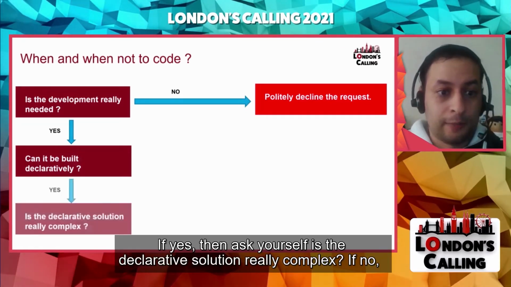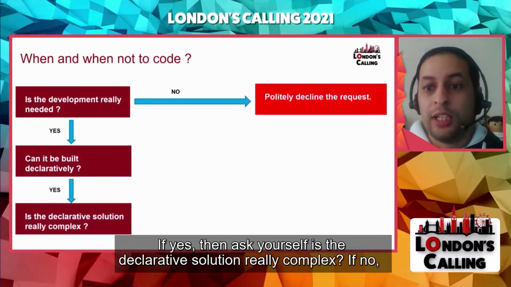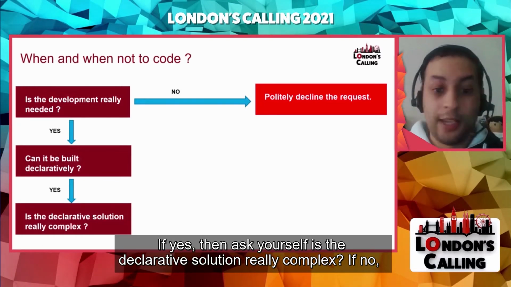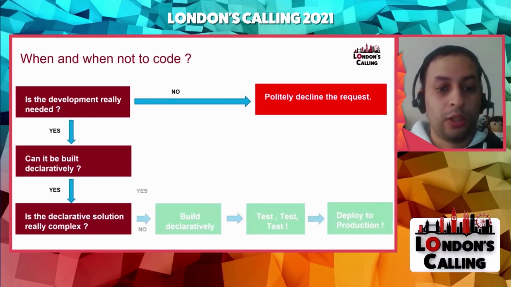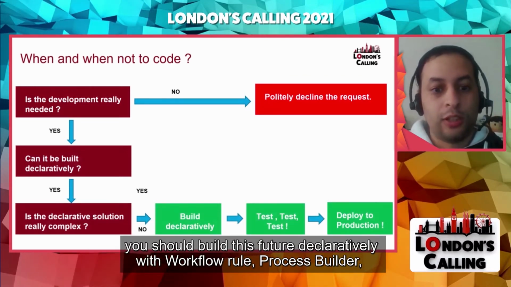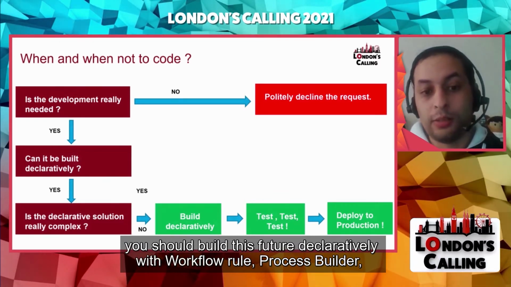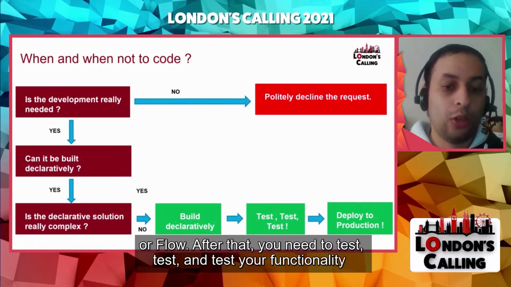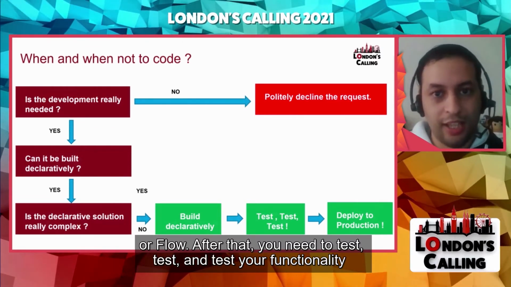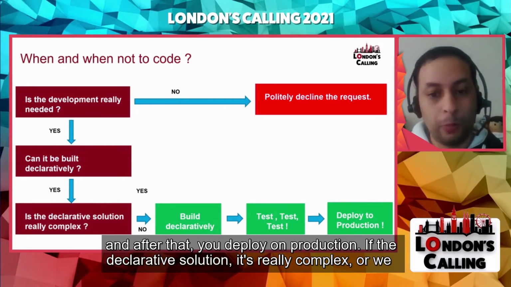If yes, then ask yourself, is the declarative solution really complex? If no, you should build this feature declaratively with workflow rule, Process Builder, or flow. And after that, you need to test your functionality. And after that, you deploy on production.